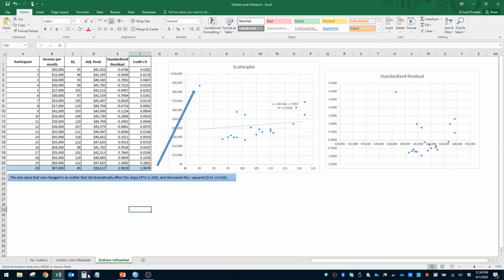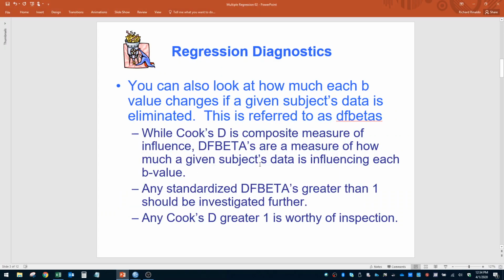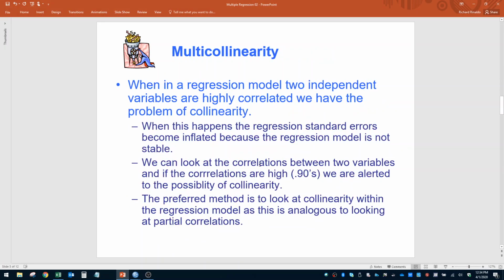And that pretty well covers it for regression diagnostics. Oh, multicollinearity, I'll get that in the next video.